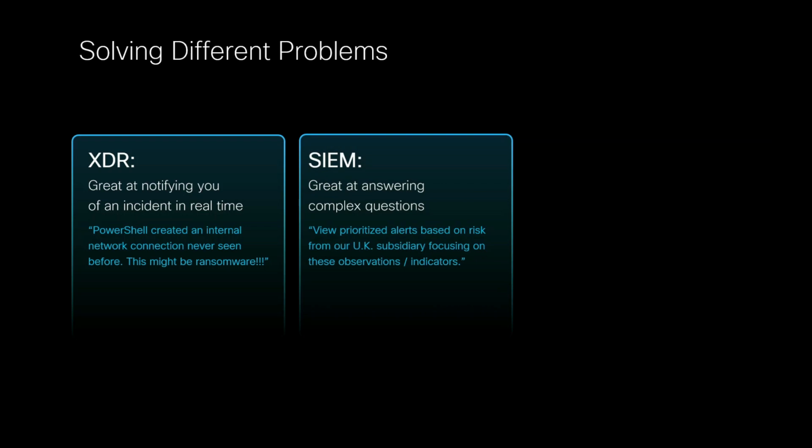Now, let's talk about the problems we're solving. So we've got XDR. It's great at notifying you of an incident in real time. So for example, PowerShell created an internal network connection never seen before. This might be ransomware. I would even take this further, and it might also include the email it came in on, what was the attachment that triggered the PowerShell script, who was the identity, and a lot of other detail around that. Now, SIEM is great at answering very complex questions. It might be something you're interested in around a certain subsidiary in a certain region, and you want a prioritized list of alerts that focused on very specific observations that took place over the last 365 days.